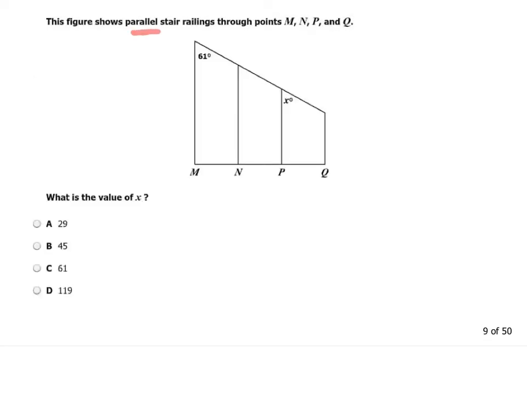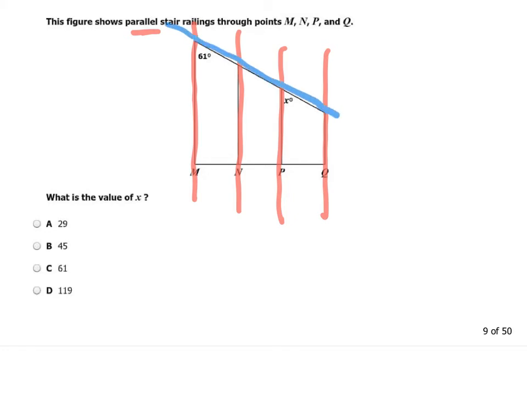This problem again, parallel lines. So M, N, P, and Q are parallel, so I could actually extend it. So what is the transversal? Here is the transversal right here. So when I look at it, I can see that this angle here is acute. The one right next to it is obtuse. But what is X? It is acute, so it is C.